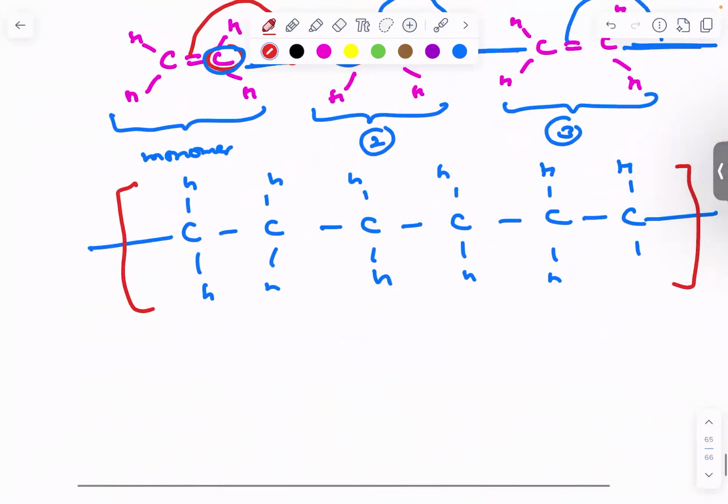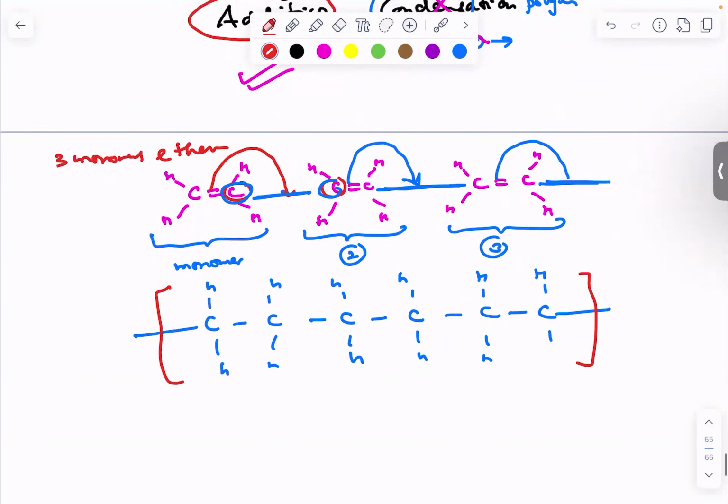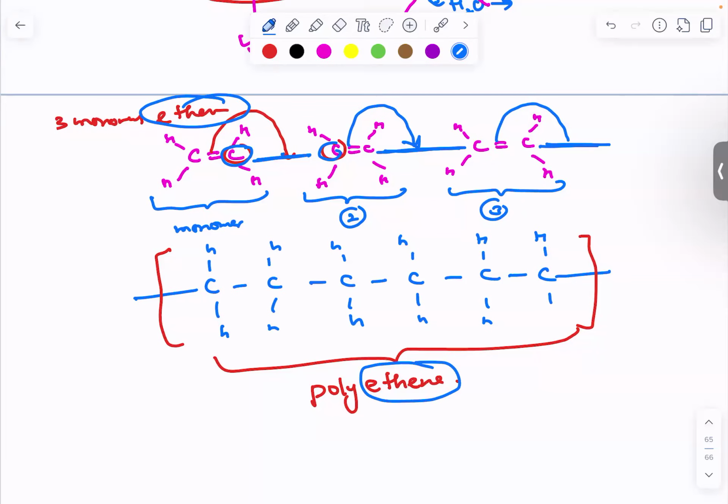Now, what did I take? I took three monomers of ethene. And what am I going to get? A polymer which is called polyethene, because the monomer was ethene, so it's in the name that the polymer is polyethene. Is it clear?